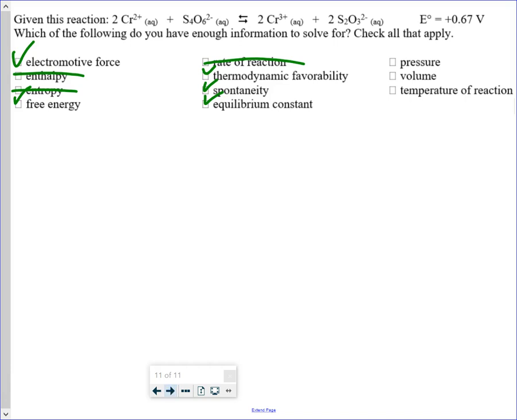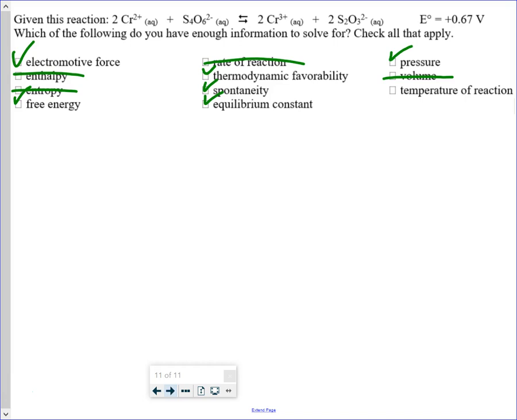Pressure. This one's a little indirect, but we're under standard conditions, meaning our pressure is 1 atmosphere. So at first glance, it might not seem like something that we would know. It's not really relevant because we're talking about aqueous solutions, but at the end of the day, standard conditions means 1 atmosphere, so we do know our pressure. The volume has no bearing on this problem. It's really the concentration, right? We know that these are 1 molar concentrations because that's standard. But as far as the volume of stuff that we have, that's irrelevant, so we don't need to know that.